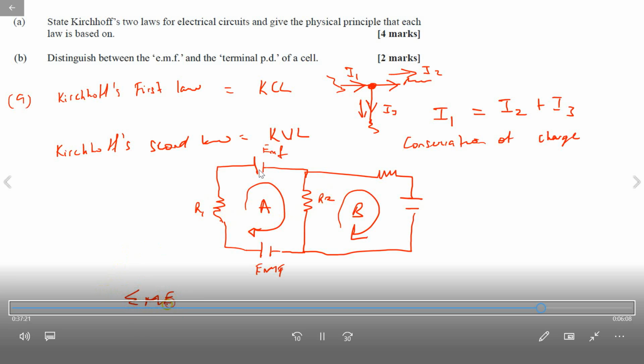So what I'm writing now is just Kirchhoff's law: the sum of the EMF is equal to the sum of the potential drop across the components, right? All right, so we have that. So I just relabeled the EMFs E1 and E2.